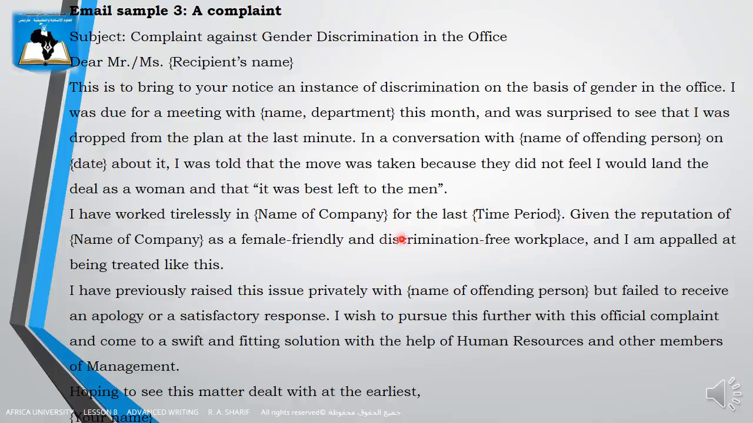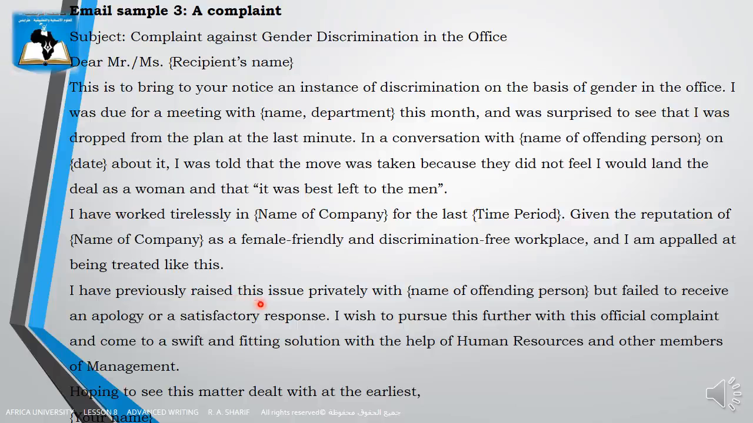discrimination free workplace, يعني ما عندهاش عنصرية، discrimination free like sugar free, like gluten free. هنا طريقة صياغة الكلمة عجبتني، فهنا discrimination free بمعنى ما عندهاش أي أساليب عنصرية في workplace، في الشغل. And I am appalled at being treated like this، وأنا تم معاملتي بالأسلوب هذا. فهنا زي ما تقول هي مجروحة.